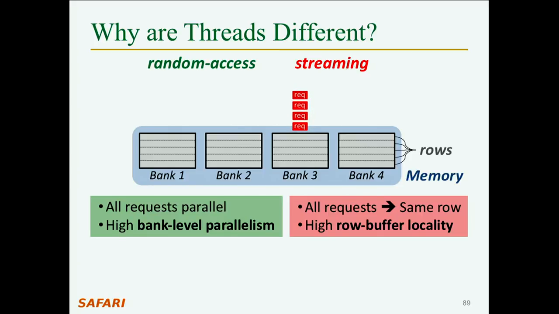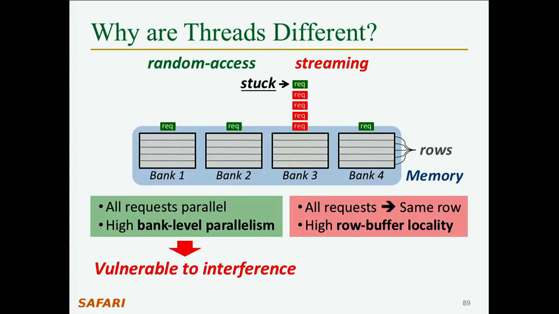So let's take a look at a scheduler where the streaming thread is prioritized over the random access thread. This is what happens. Basically, the random access thread needs to wait a long time for the streaming thread's requests to finish in this bank, and it gets stuck there. Okay, so it is more vulnerable to interference. This is one example characteristic that makes programs more vulnerable to interference, this random access characteristic. So if you're running together with a streaming thread, too bad, you're more likely to be vulnerable.